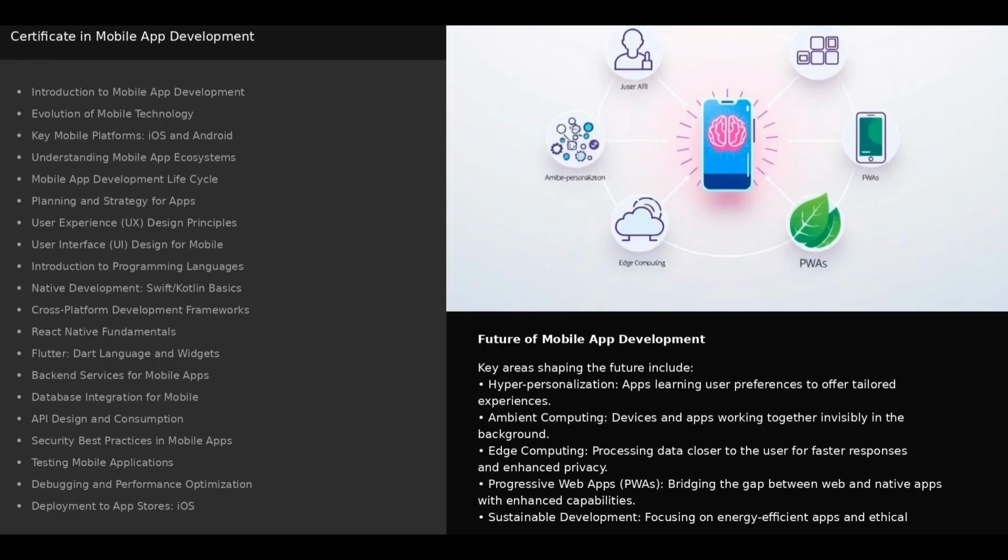Key areas shaping the future include hyper-personalization, apps learning user preferences to offer tailored experiences, ambient computing, devices and apps working together invisibly in the background, edge computing, processing data closer to the user for faster responses and enhanced privacy, progressive web apps, PWAs, bridging the gap between web and native apps with enhanced capabilities, sustainable development, focusing on energy-efficient apps and ethical AI, low-code, no-code platforms, empowering more individuals to create apps with minimal coding.